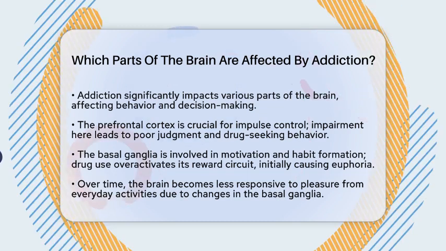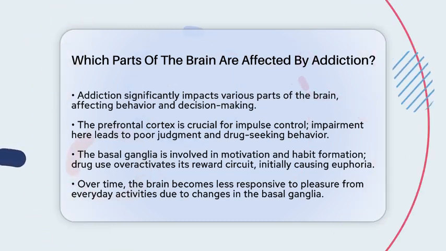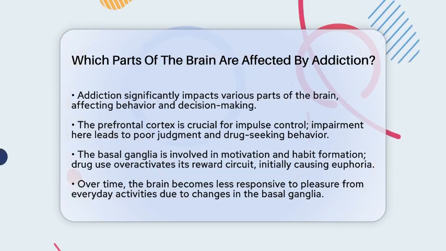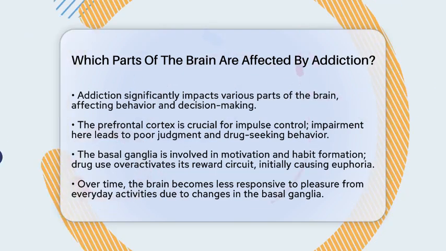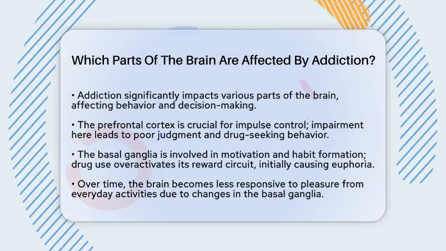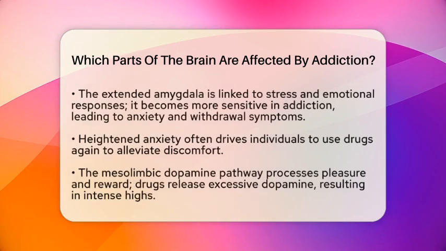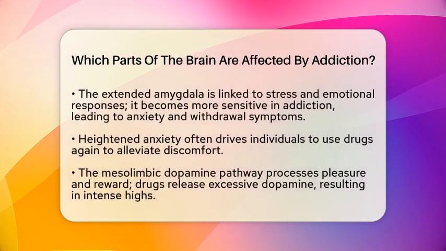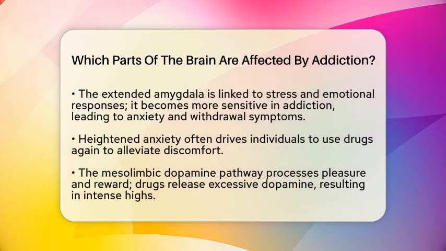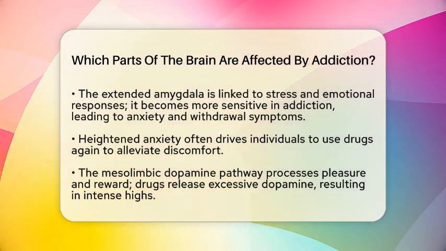Next, we have the basal ganglia. This part of the brain is involved in motivation and habit formation. When drugs are used, they overactivate the reward circuit in the basal ganglia. Initially, this creates feelings of euphoria. However, over time, the brain becomes less sensitive to pleasure from everyday activities.